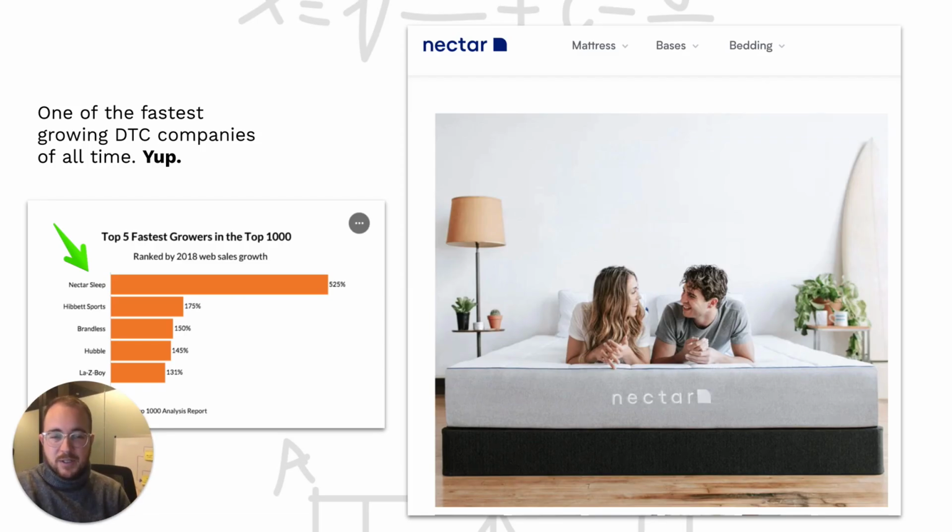So here's how things looked. Nectar Sleep is a direct-to-consumer mattress in a box brand. You would have probably heard of some of the competitors: Casper, Purple, Lull, Tuft & Needle, a bunch of different ones. What they didn't do is what we did.